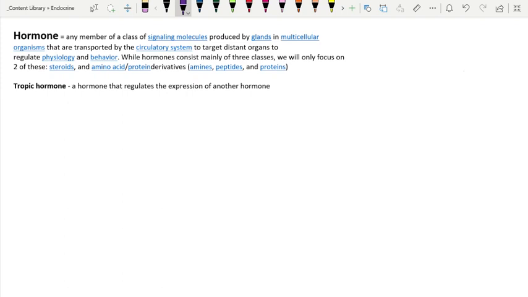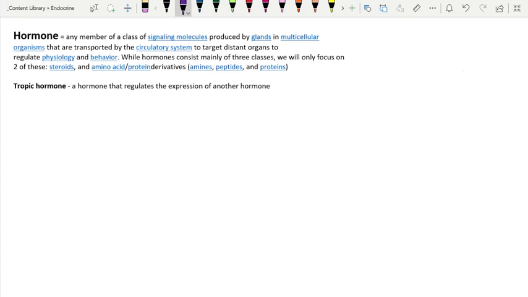Today's goal is to introduce you to the concept of endocrine signaling and show you some of the more basic but fundamental endocrine signaling mechanisms that your body uses to maintain homeostasis. But before we dive into endocrine signaling, we first have to take a step back and make sure we can identify and define what a hormone is.